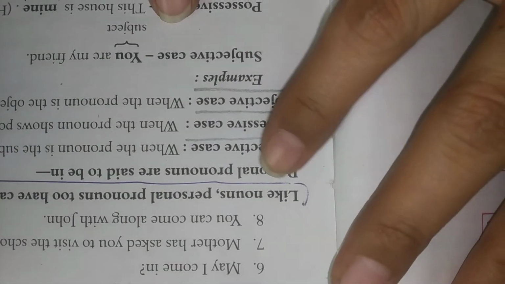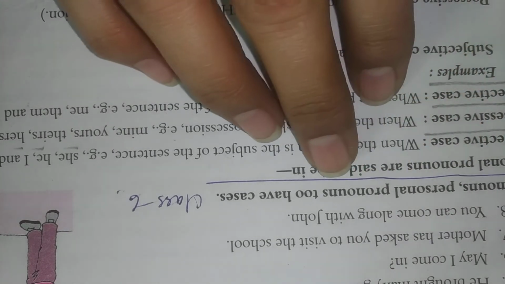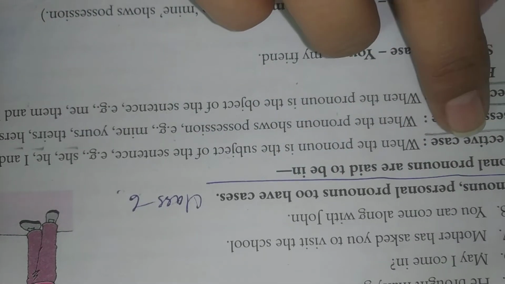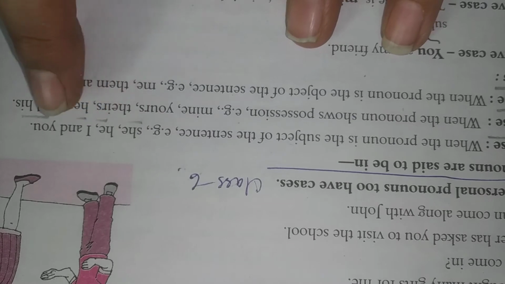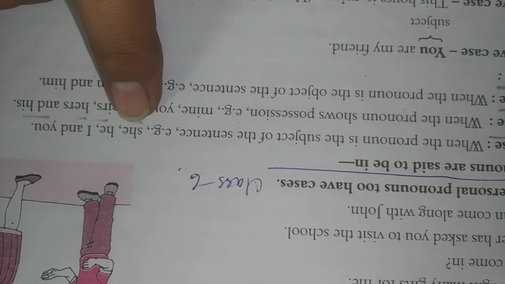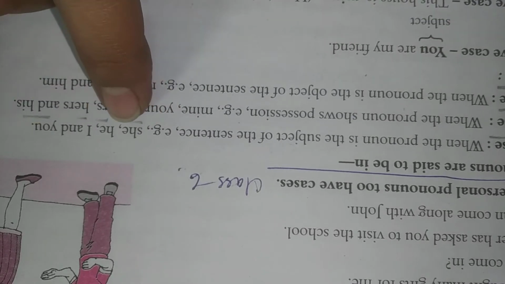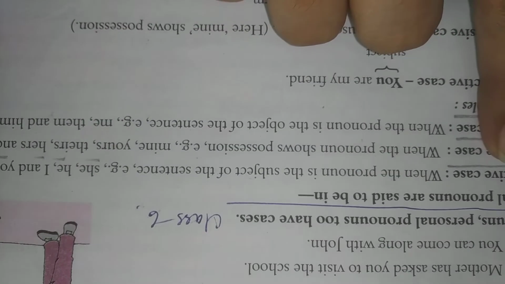So now we are going to discuss personal pronouns. Like nouns, personal pronouns have many cases. Personal pronouns are said to be in the subjective case when the pronoun is the subject of the sentence. Means he, she, I and you. Okay. If these pronouns are used, that means it is in the subjective case.